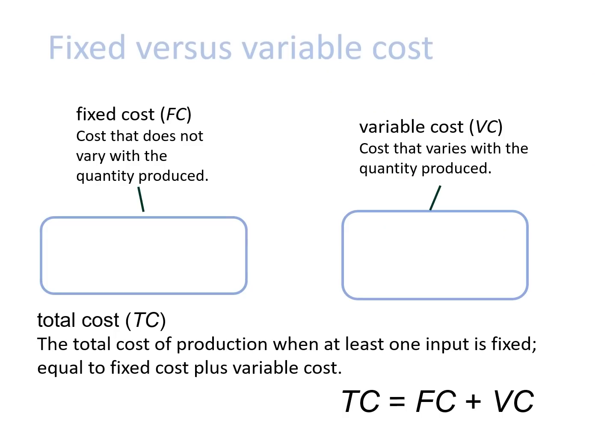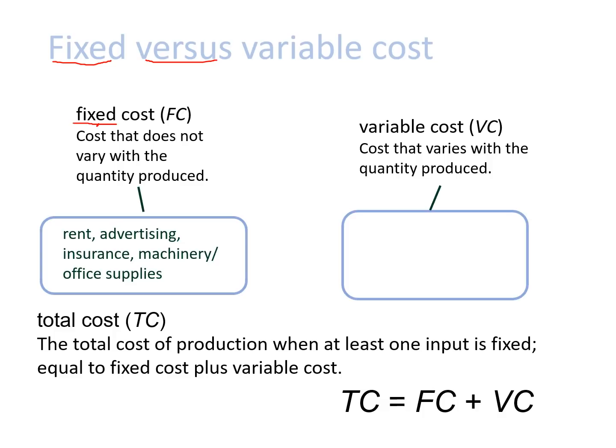Fixed versus variable costs. For any particular company, they can divide their costs into 2 categories. Fixed costs would be costs that do not depend on how many units the company is outputting. Examples of that could include the rent of the building, the advertising, the insurance, the machinery, the office supplies. All of these items will not increase in cost with increasing output.